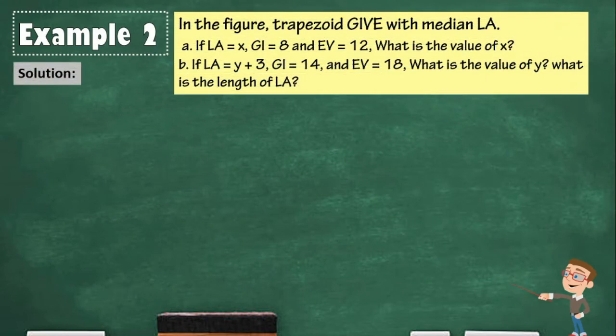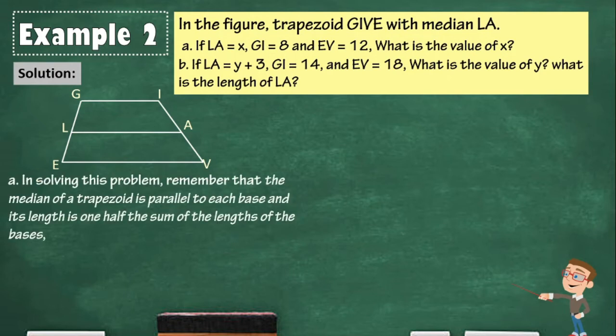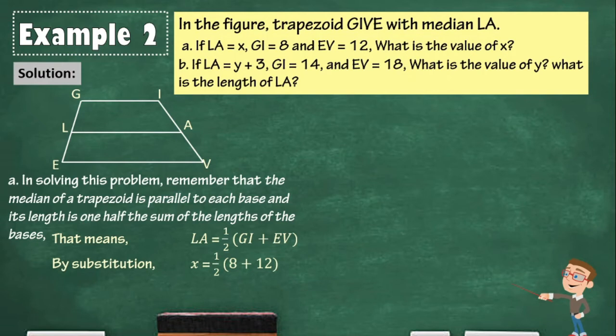We have now example number 2. In the figure, trapezoid GIVE with median LA. Letter A. If LA is equal to x, GI is equal to 8, and EV is equal to 12, what is the value of x? So for this, we need to remember that the median of a trapezoid is parallel to each base and its length is one half the sum of the lengths of the bases. So I guess it's just the same with our previous examples. Substituting the values, we have x equals 1/2 times the sum of 8 and 12. With that, x is now equal to 10.